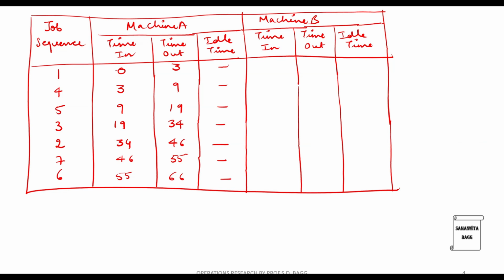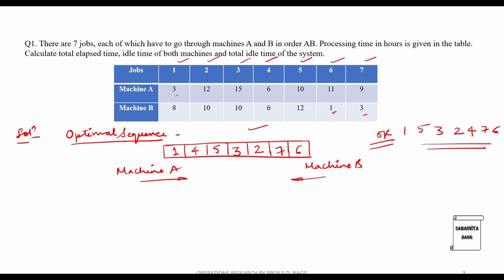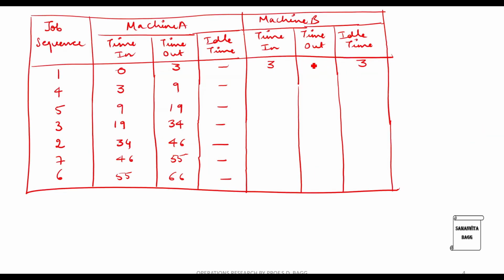Now A is done. We will now go to machine B. Once the first job has left machine A, it will go to machine B. So this will start at the 3rd hour, which means for 3 hours the machine B was idle. Then we will see first job on machine B takes 8 hours. So this will be 3 plus 8 is 11.